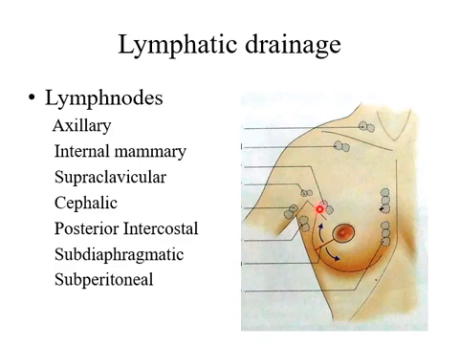Now, why is lymphatic drainage important in case of the mammary gland? Because the carcinoma of the mammary gland spreads via the lymphatic vessels and lymph nodes. So, lymphatic drainage is very important in case of the mammary gland.